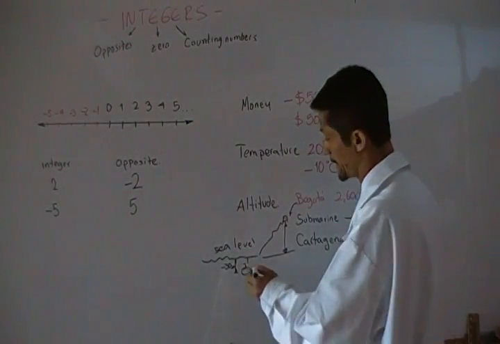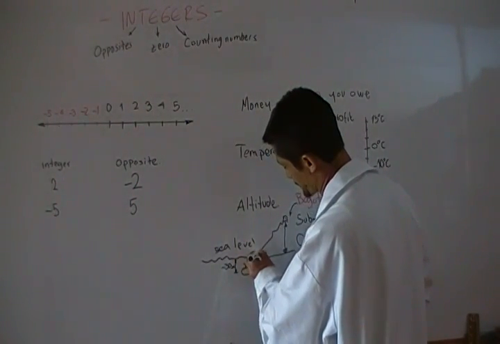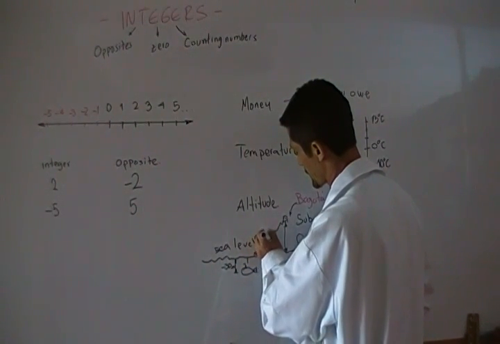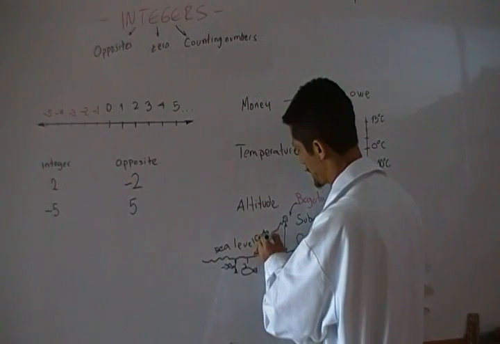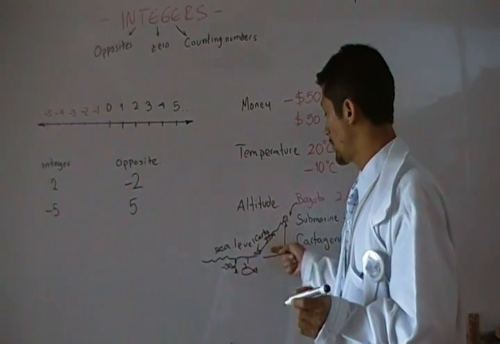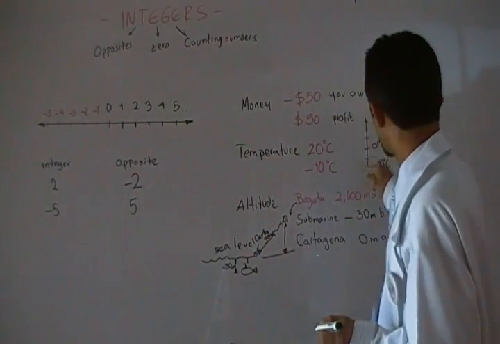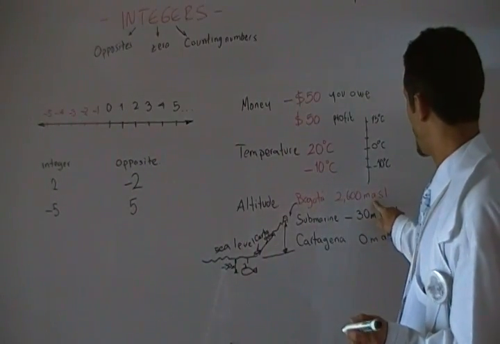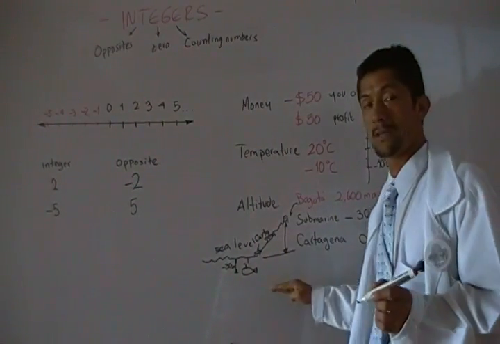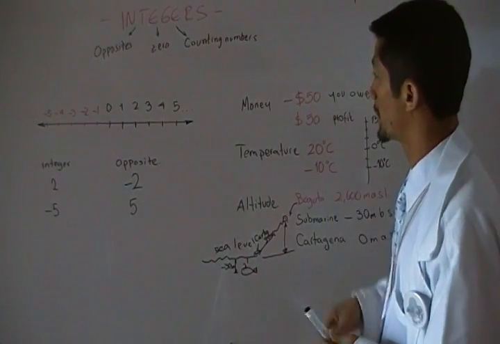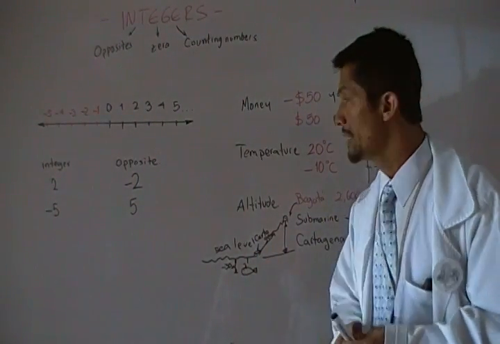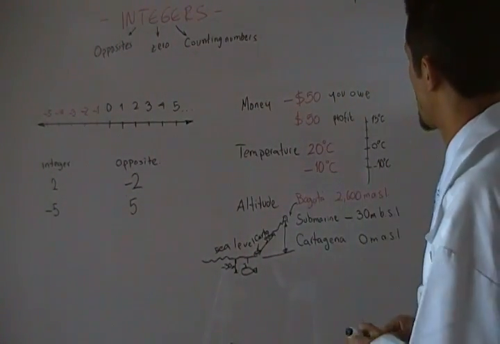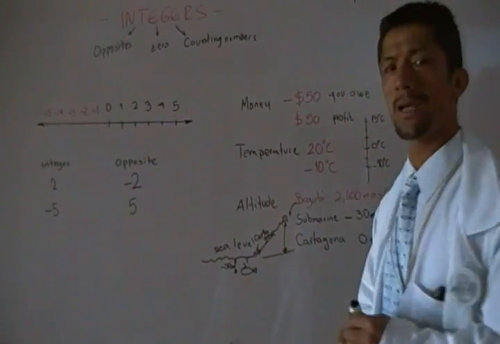And for example, Cartagena would be here. Cartagena. At 0 meters above the sea level. So Cartagena would be like the transition between altitude above the sea level and altitude below the sea level. So here we can have or observe some applications of integers in real life. Don't forget to pay attention in class and to associate integers to real life examples.